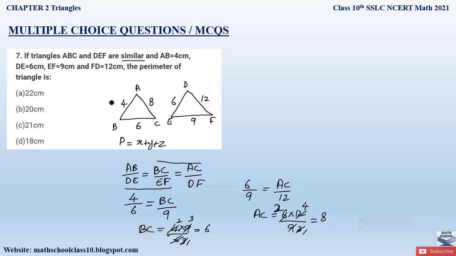Now since we have to find out the perimeter of the triangle ABC, so sum of the three sides, which is 4 plus 6 plus 8 equal to 18 centimeter. So our correct option is option D.